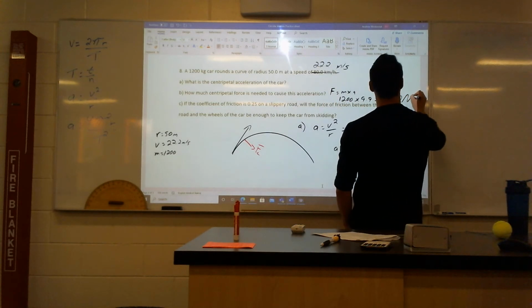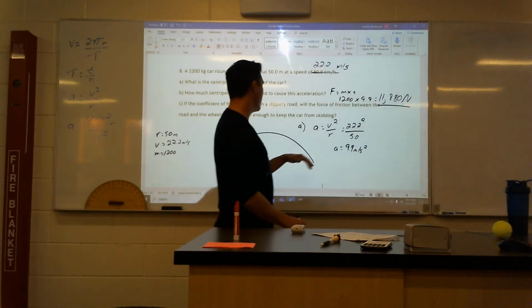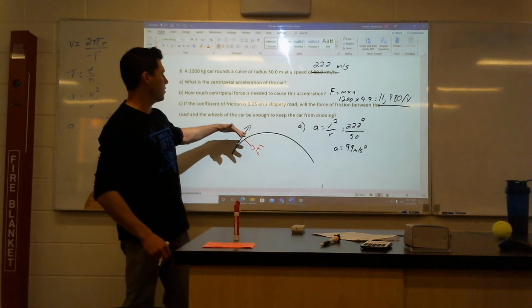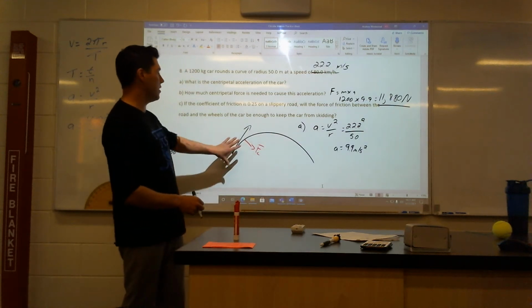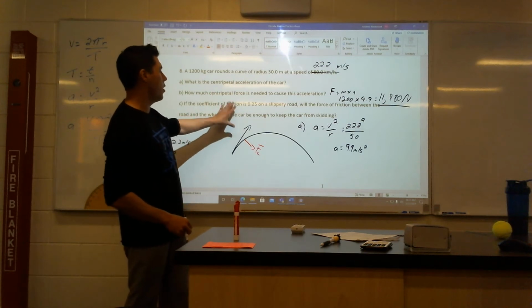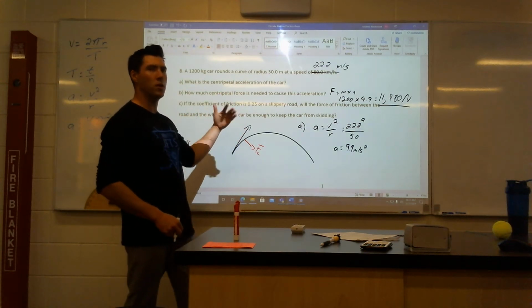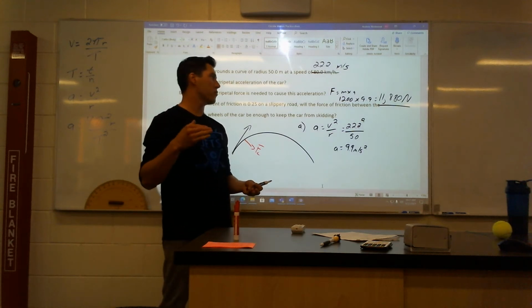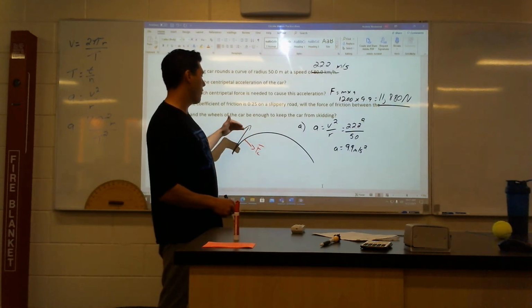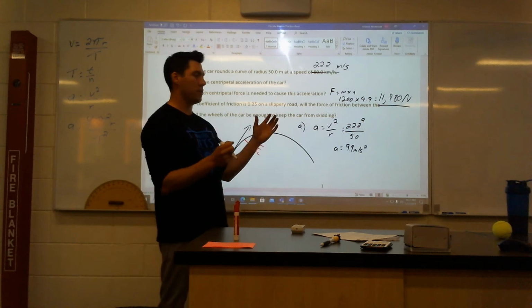So that's how much force is needed this way, like the red one, to keep it on this curve. If not, it is going to start slipping and sliding outwards and staying on a more linear path. You can only turn so much if you're going so fast because you need a certain amount of friction.